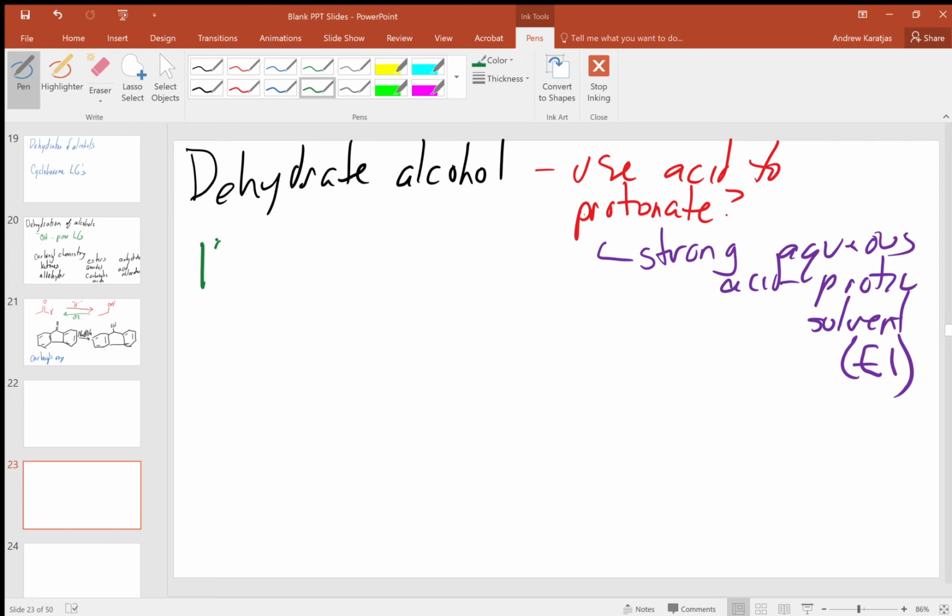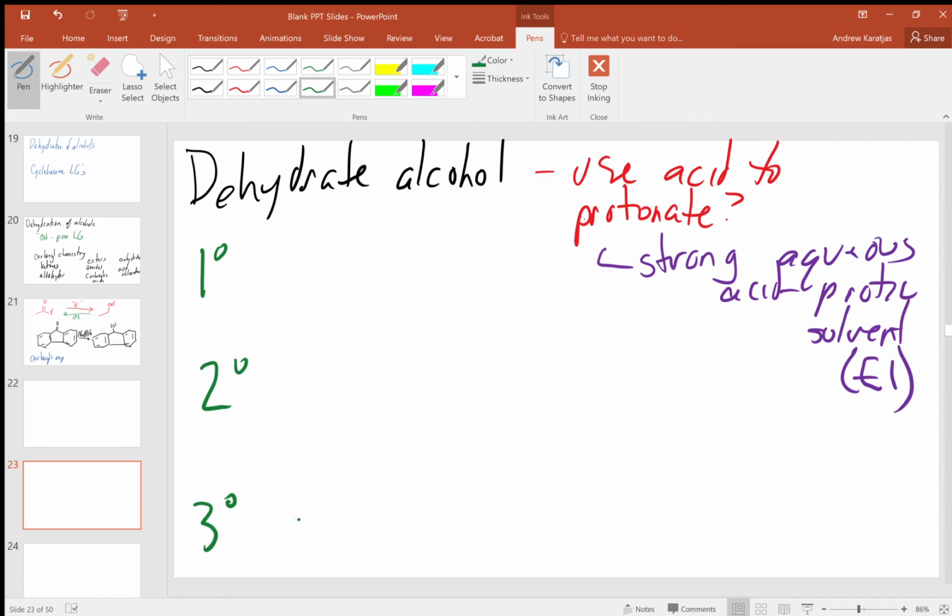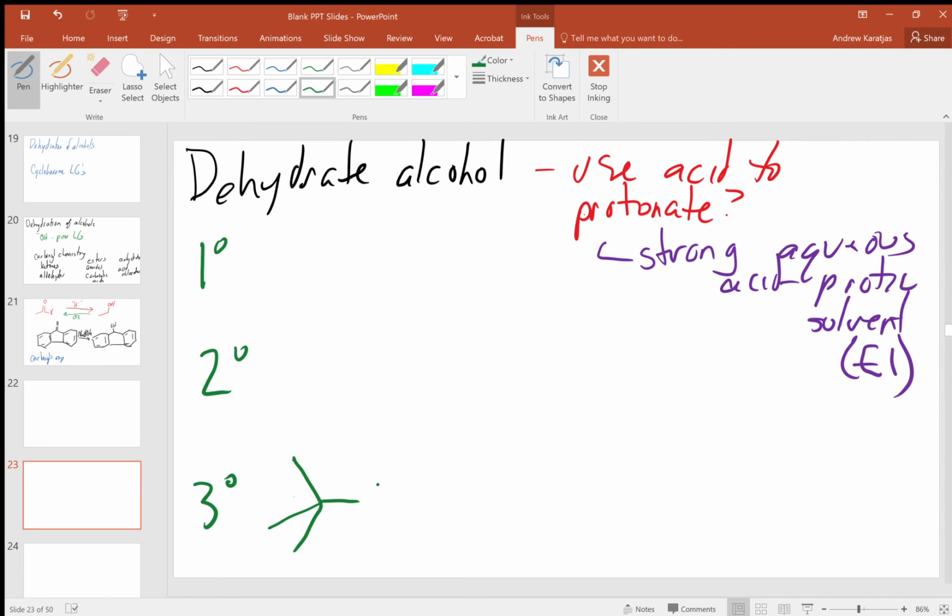So you can attempt to dehydrate an alcohol. And the reason we call this a dehydration is what we're removing from the starting material is a hydroxyl group on one carbon and a hydrogen on the other carbon. So the net result is we're losing water.